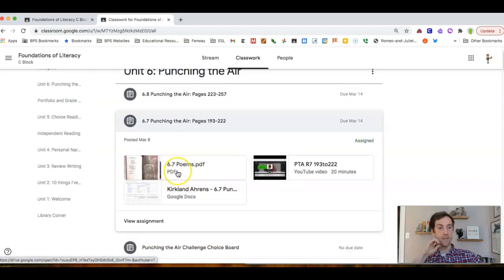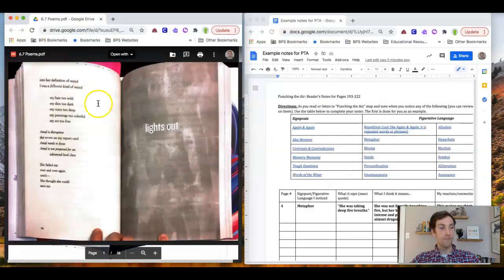There is a photocopy of the poems. This is what you'll need to read with your eyes. There is a link to a YouTube of the audio text, so you can also read this book with your ears. It's got the exact page numbers that you need for this assignment. And there is a notes sheet. This is what you actually need to turn in, so I'm going to show you how you fill that out.